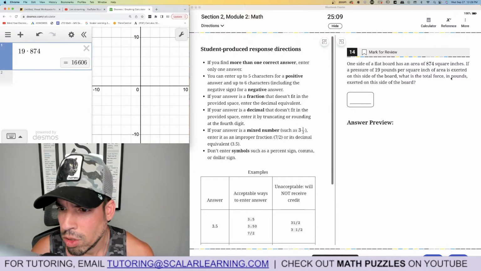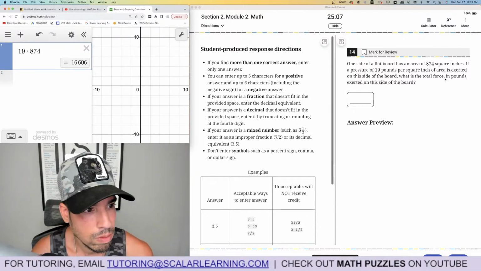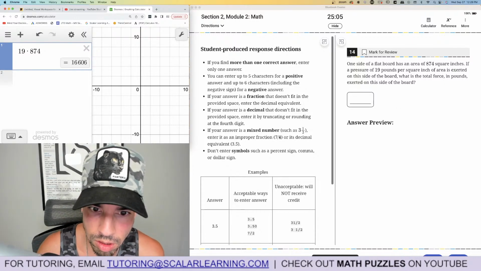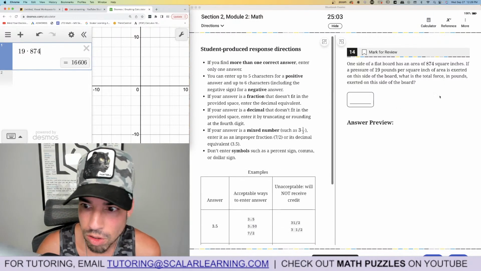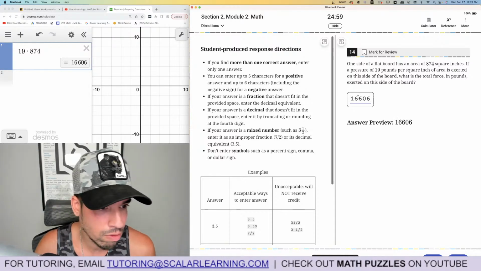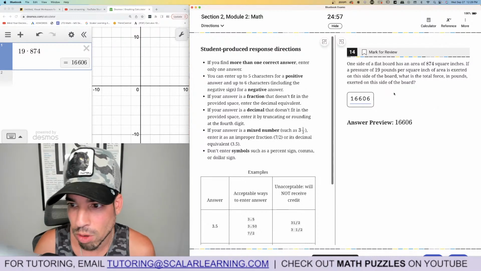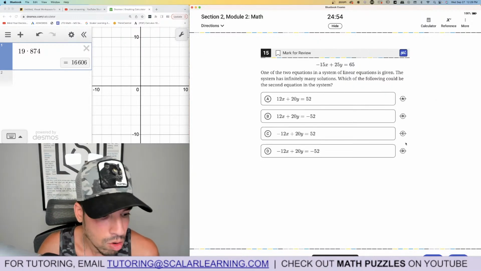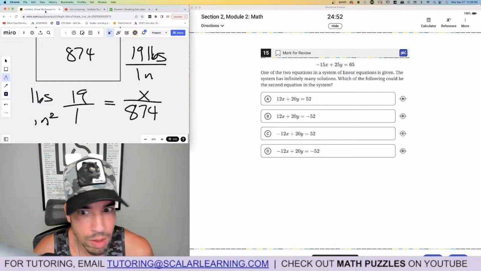The total force in pounds is 16,606, 5 characters. Yeah, okay. Just double checking. I'm like, that's a big number. But it's allowed, because you can't do that on the current version of the SAT. It's too big. You can only do 4. But here you can do up to 5. All right, 15. Let's keep it going.